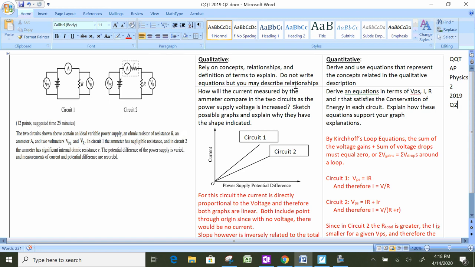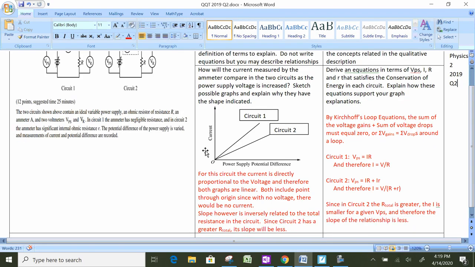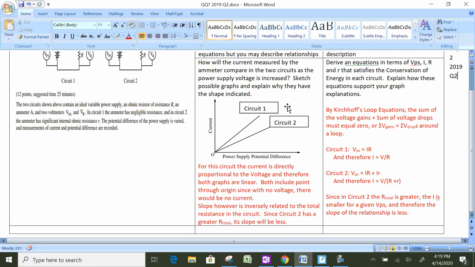So how will the current measured by the ammeter compare? Sketch possible graphs, I should have said, and label and explain why they have the shape indicated. So there's several parts in there. The first thing you have to do is, I'm going to talk about the shape first.